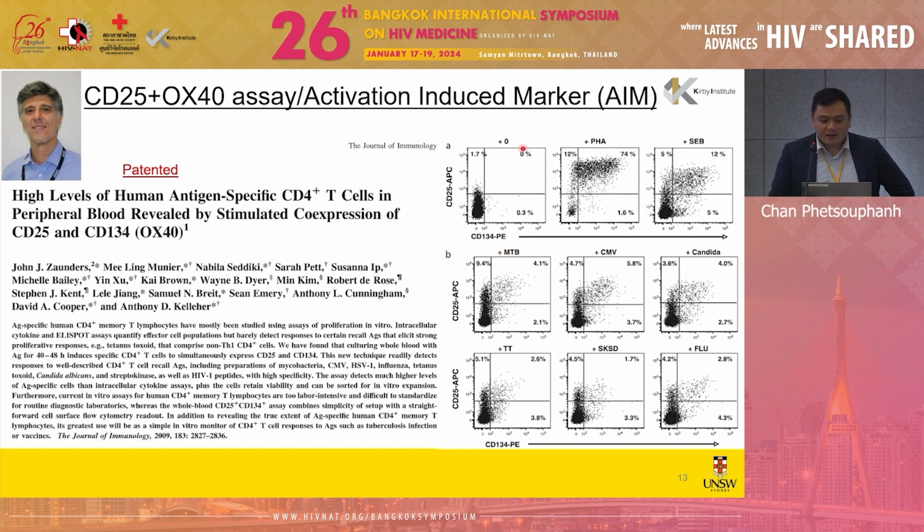Has very low background in the unstimulated control, and John has used various different types of antigens to see if you can get a recall immune response. So TB, for example, CMV, fungi, Candida, tetanus toxoid, skin antigens, as well as flu vaccine. And he's shown that it correlates with proliferation and correlates with ICS as well.